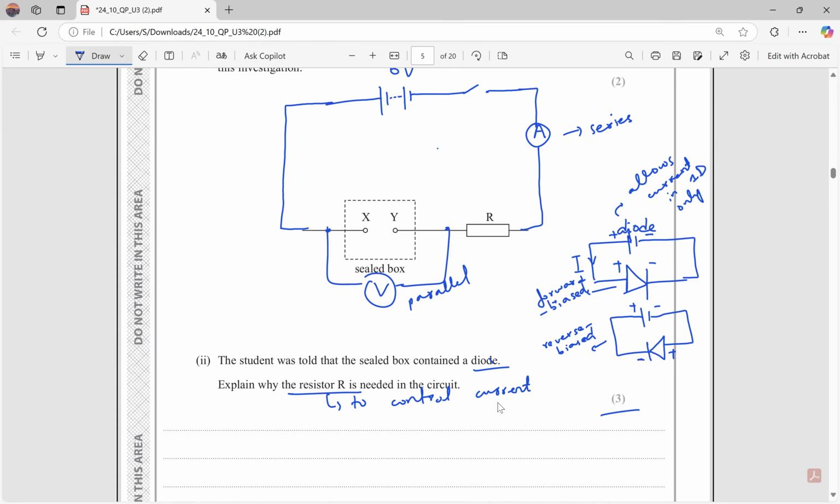Now let's get back to the question. Why would there be a resistor when there is a diode in the sealed box? Why do we need a resistor? In forward bias, current can flow and it can go to a very high value. If voltage reaches a certain value, the current can exceed its limit. So current can become high in forward biased. In reverse biased, however, current is negligible.